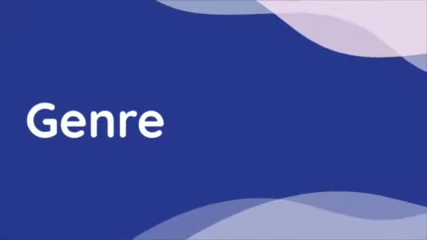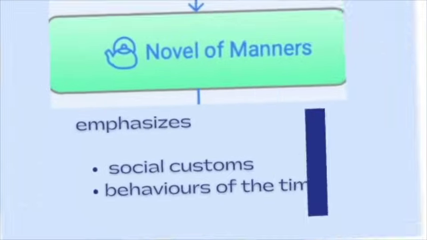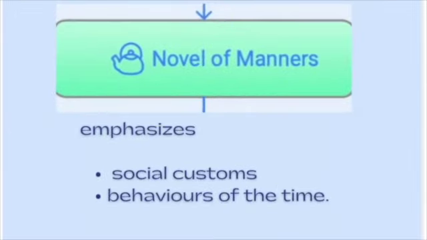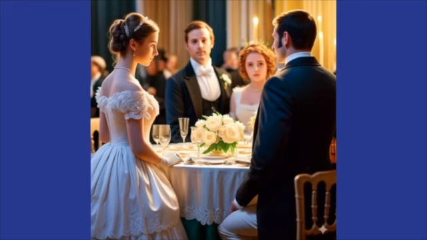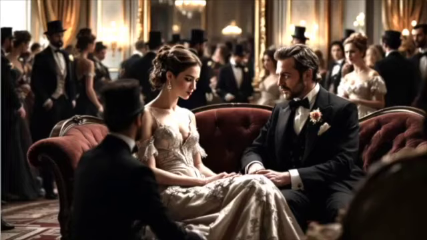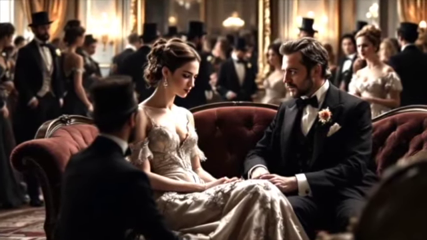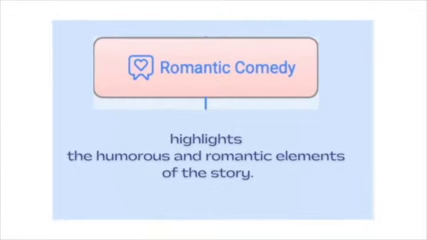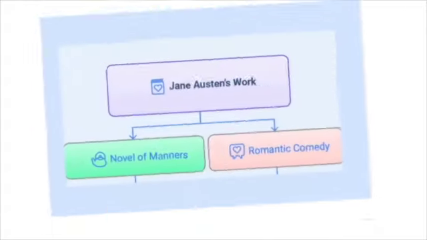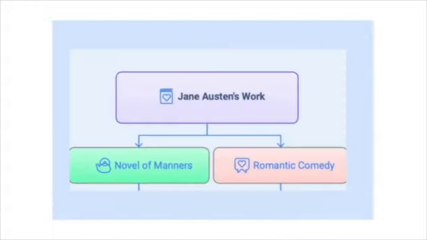Pride and Prejudice is a novel of manners that examines the social customs, values, and economic pressures of England's landed gentry. Austen satirizes societal obsessions such as marriage for financial security through the description of formal gatherings and familial conflicts. Simultaneously, the novel functions as a romantic comedy, tracing Elizabeth and Darcy's transformative journey from disdain to respect.